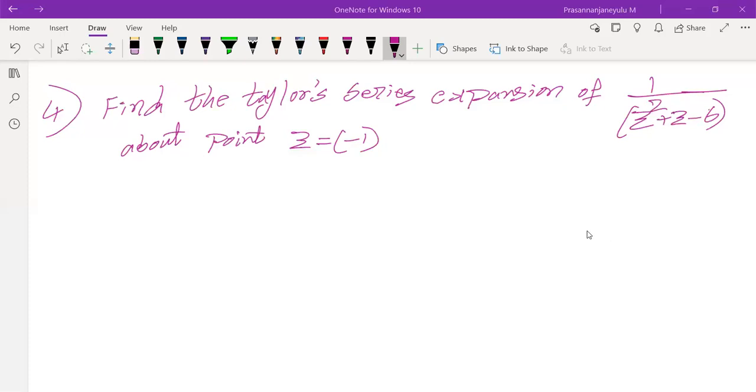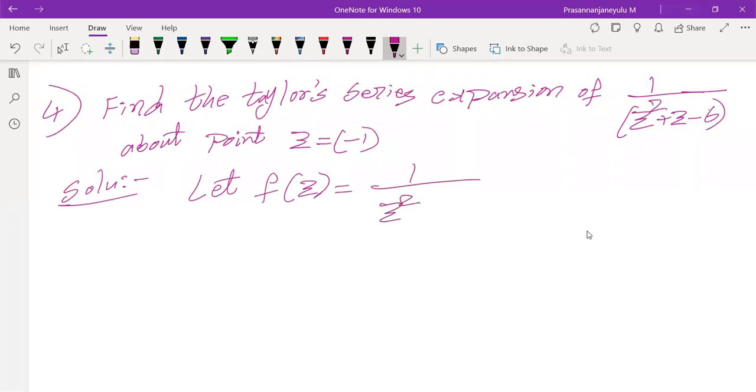No, we do not have an expansion for this. So what we have to do is write the denominator as factors. They did not mention it as an f of z function, so let f of z equals 1 by z square plus z minus 6. Do we have any factors for the denominator? Can we write it as factors?